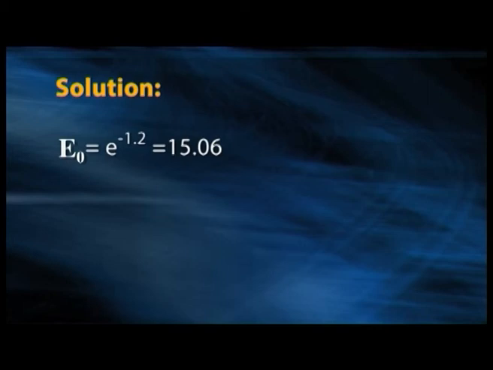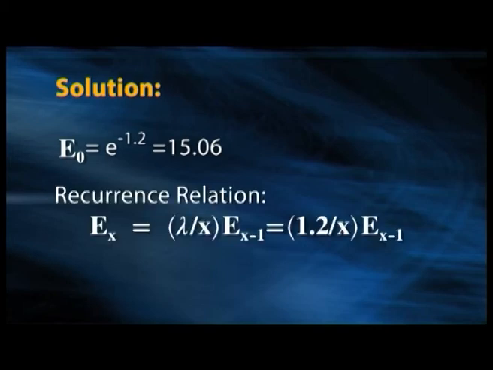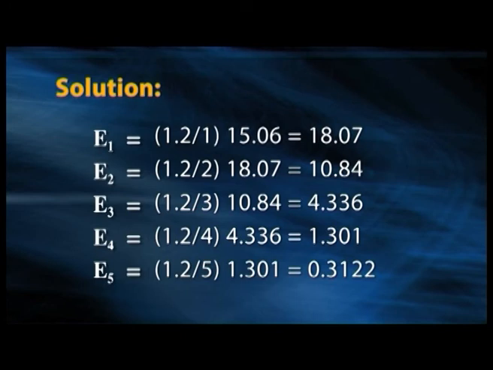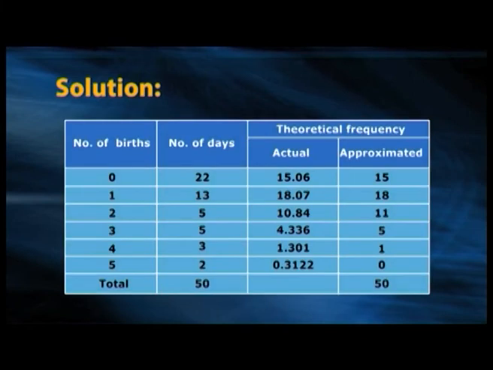The theoretical frequencies are obtained by using the following recurrence relation. E(x) is equal to lambda by x into E(x minus 1), which is 1.2 divided by x into E(x minus 1). Hence, by substituting x is equal to 1, 2, etc., we get E1, E2, etc., and we write these in the frequency table as follows. The theoretical frequencies are approximated in such a way that the total comes to 50.